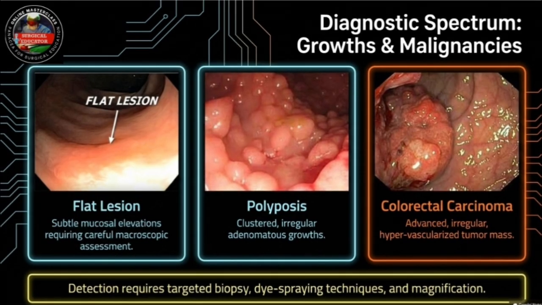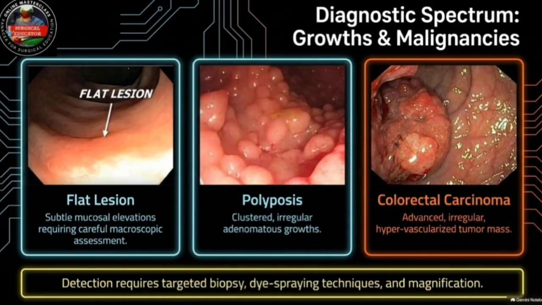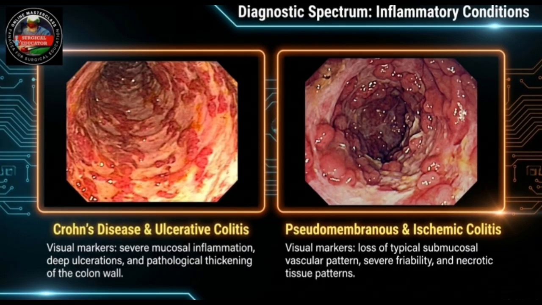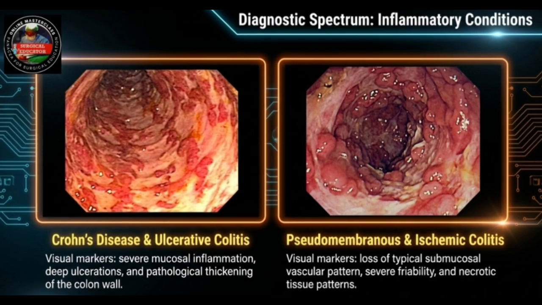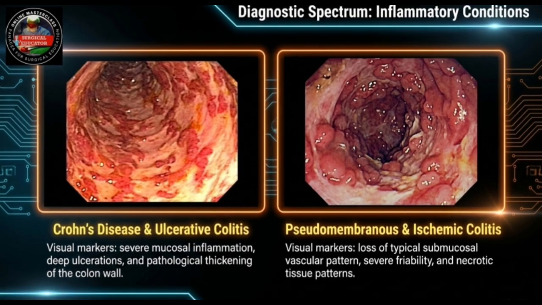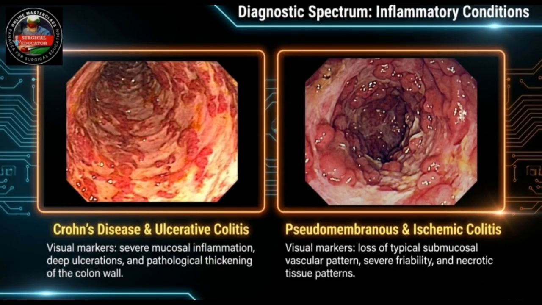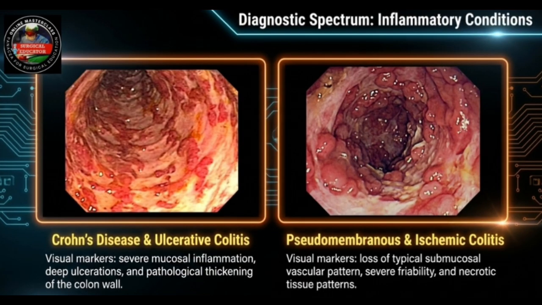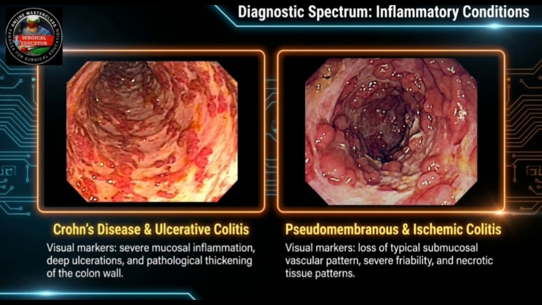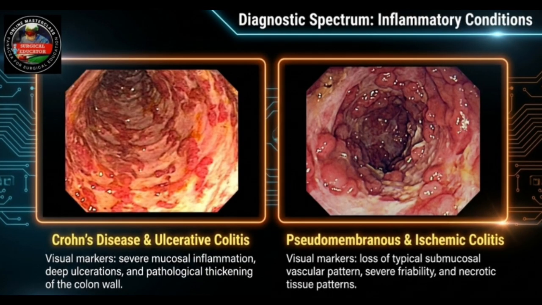Slide 9 shifts the diagnostic spectrum to inflammatory conditions. On the left, we have Crohn's disease and ulcerative colitis, characterized by severe mucosal inflammation, deep ulcerations, and a pathological thickening of the colon wall. It looks incredibly angry and raw. Yeah, really severe. But on the right side, pseudomembranous and ischemic colitis look entirely different. The slide notes a loss of the vascular pattern, severe friability, and necrotic tissue.